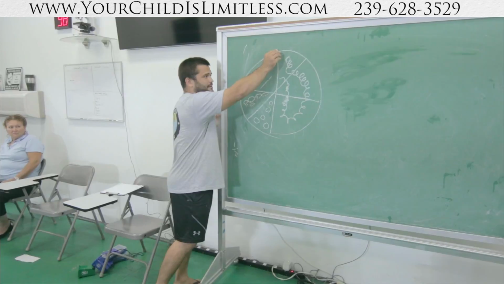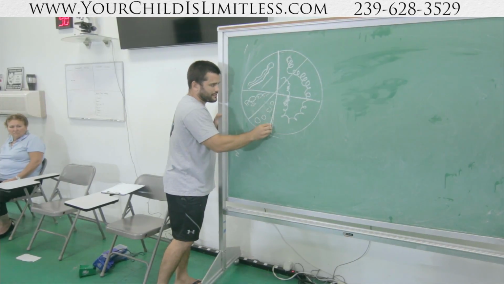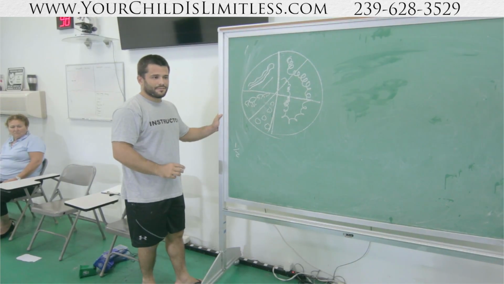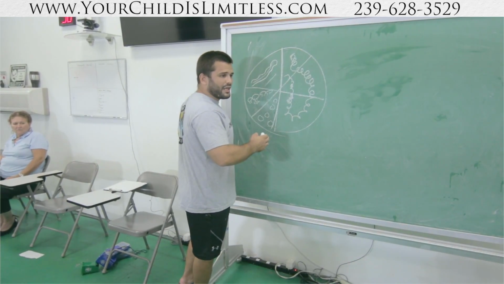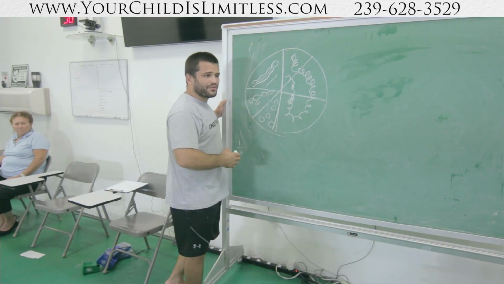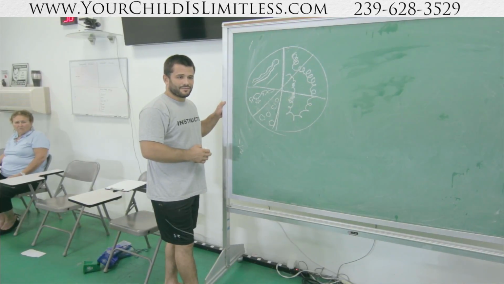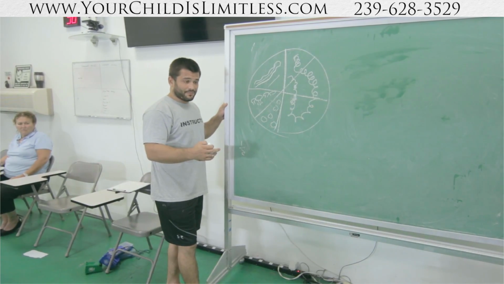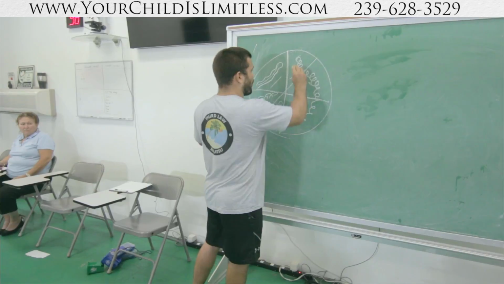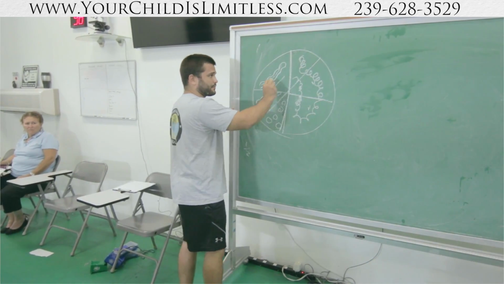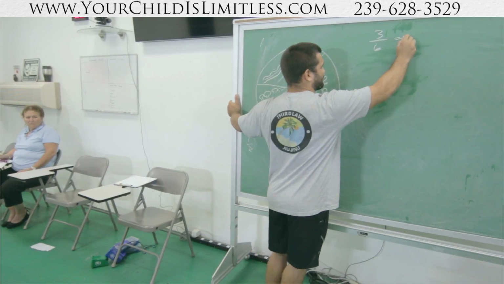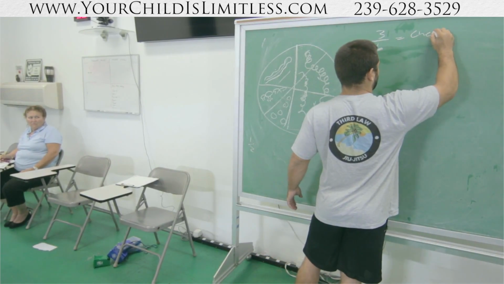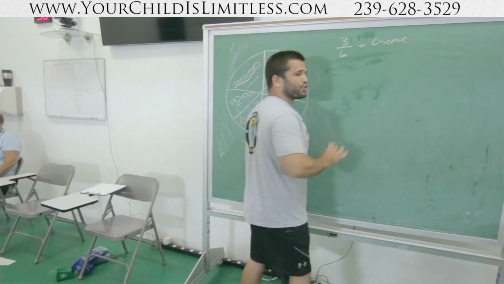Half of the pizza is what? Cheese. Actually, let's put it into terms of slices. How many? 3 out of how many slices were cheese? 3 out of 6, right? 1, 2, 3 out of 1, 2, 3, 4, 5, 6. So 3 out of 6 slices equals what? 1/2. Cheese. There's a cheese pizza.